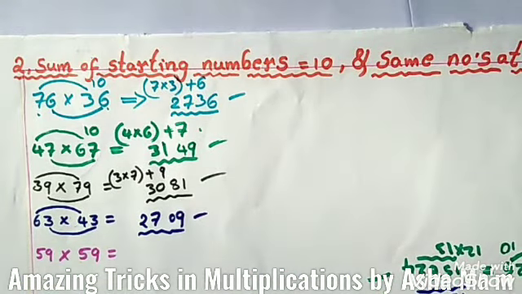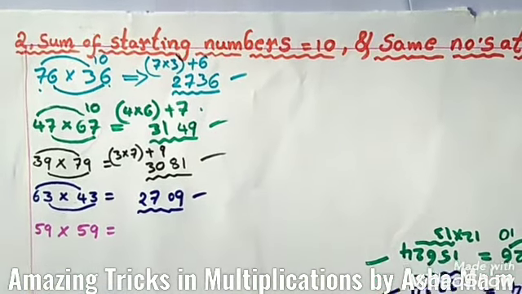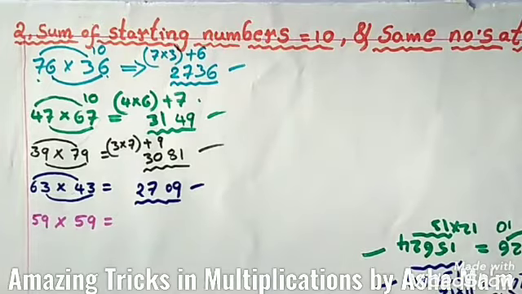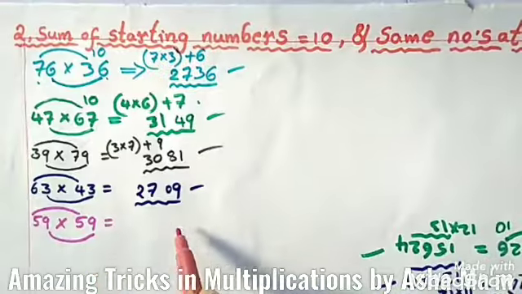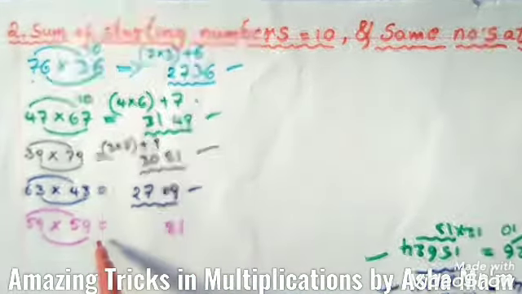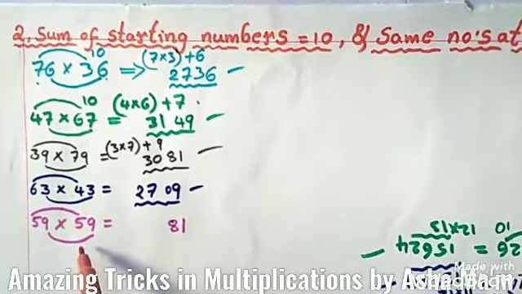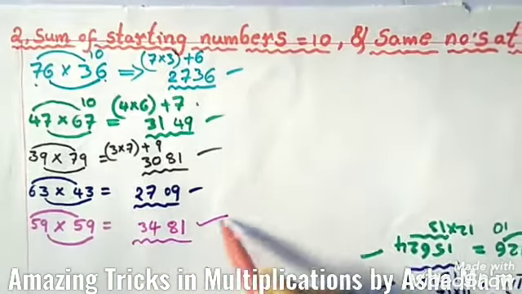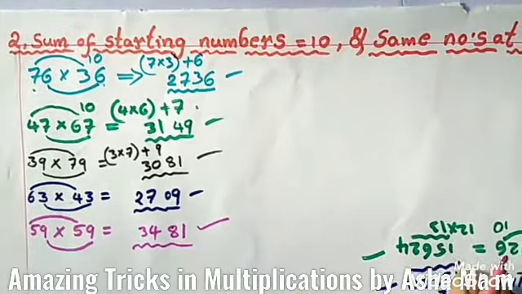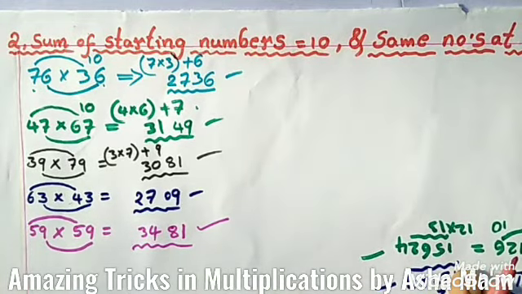This is the last example. 59 into 59. Okay, last, unit place numbers are same here. Then if you add these two you must get 10. 9 9s are 81 and 5 5s are 25. 25 plus 9, 34. Right, this is the answer. Okay students, this is about our today's session, second trick.